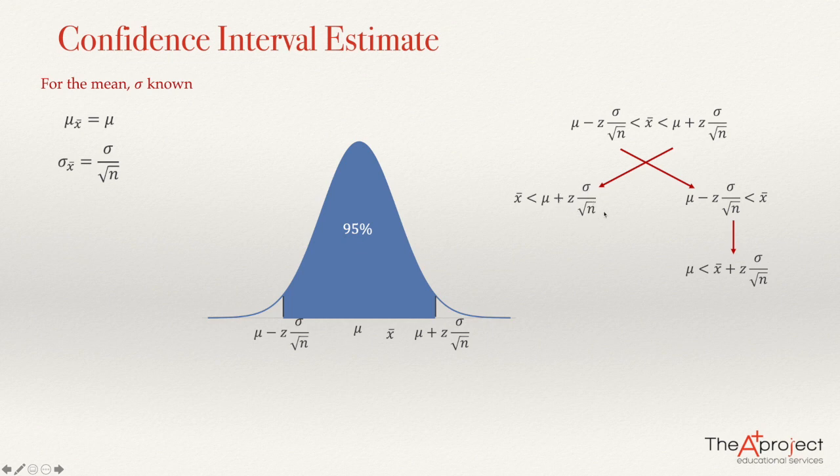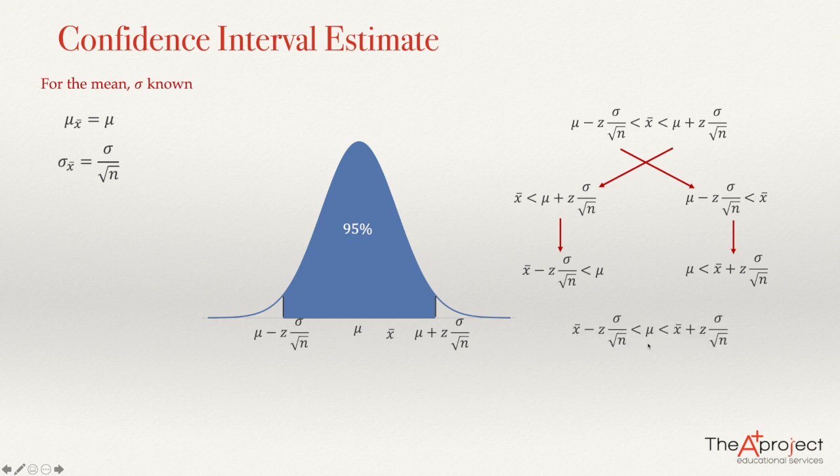But if I have that, we can also solve for mu, and this z sigma root of n that is adding at this side can be written subtracting at the other side. So it will be x bar minus z sigma divided by root of n is less than mu. So now we have that this value is less than mu, and mu is less than the second value here, x bar plus z sigma root of n. So we can combine these two inequalities and write it in this way.